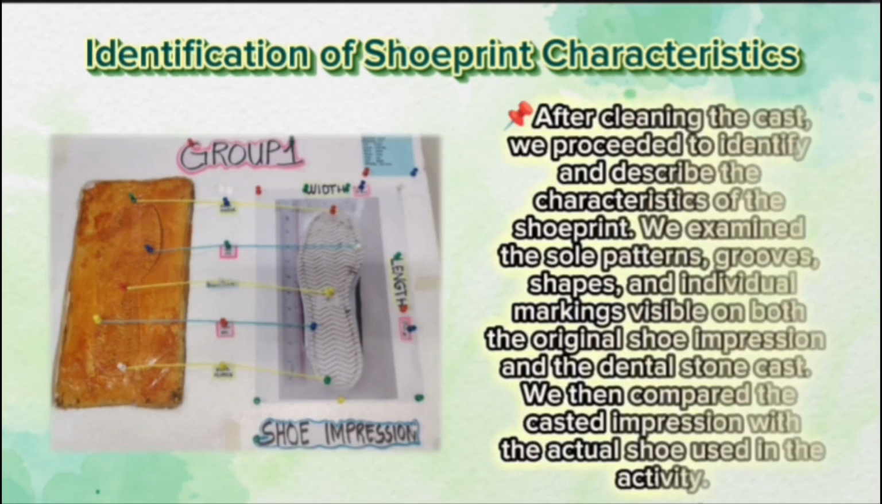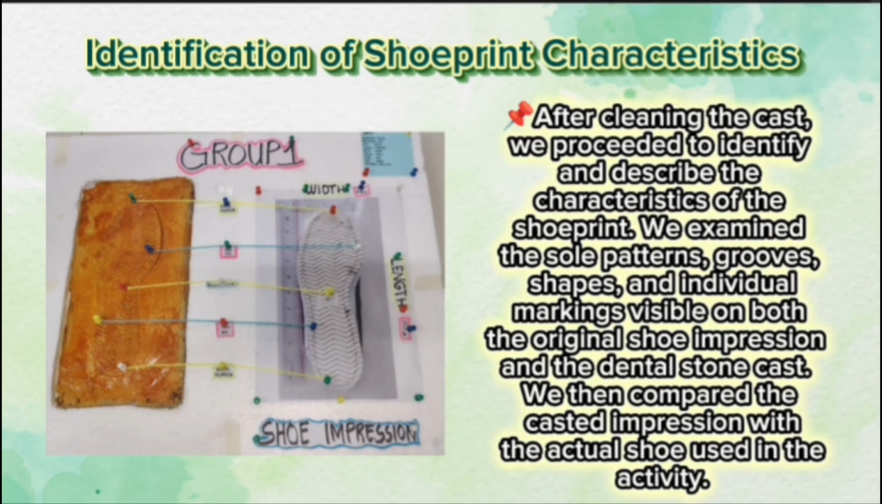Identification of shoe print characteristics. After cleaning the cast, we proceeded to identify and describe the characteristics of the shoe print. We examined the soil patterns, grooves, shape, and individual markings visible on both the original shoe impression and the dental stone cast. We then compared the casted impression with the actual shoe used in the activity.